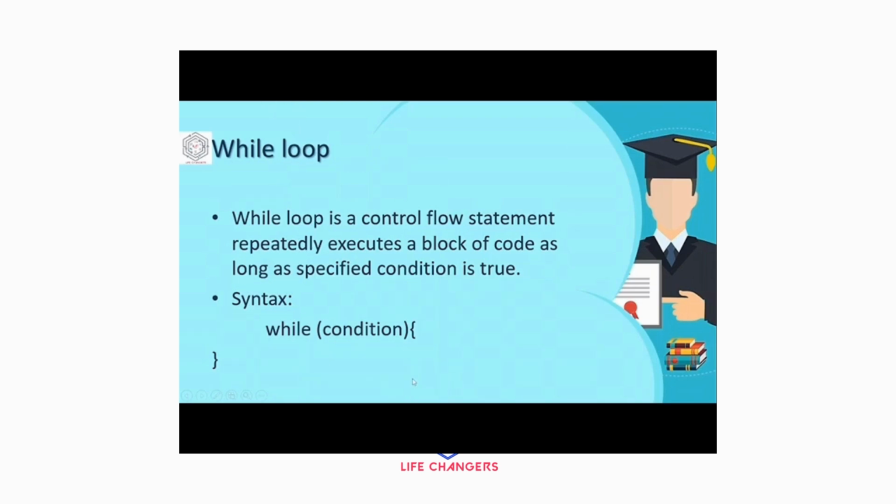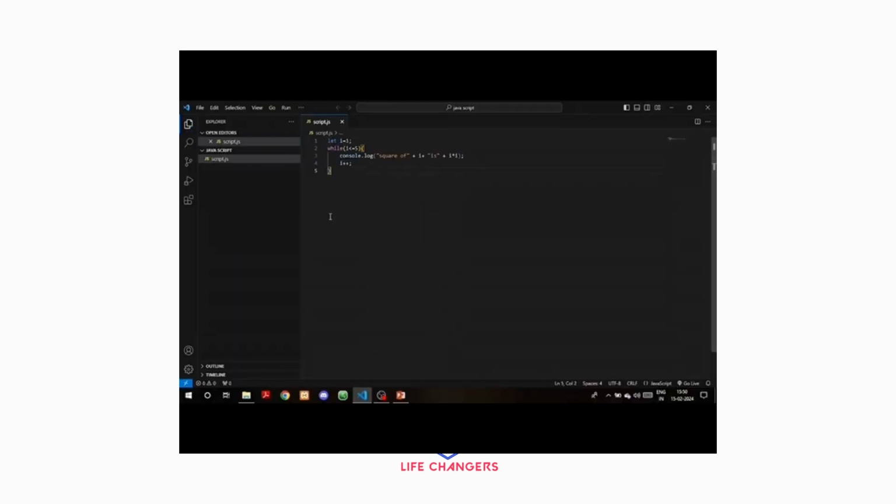That is while, then the condition, with curly braces. I provide a small example using the while loop concept. Here I write this code structure first. This code initializes the variable i with the value 1. In the while condition, we write that i is less than or equal to 5. That means i goes 1, 2, 3, 4, and 5. Then I console log the square of i. Then this symbol i++ means the value will be incremented. So here I run this code.